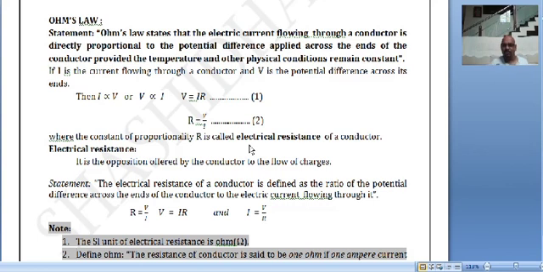And according to Ohm's law, the potential difference applied V is equal to I into R. Remember, V is equal to I into R. V is the potential difference applied across the ends of the conductor, I is the current flowing, and R is the resistance of the conductor. R is a constant. Remember, for a given conductor, it is constant. R is a constant if temperature is constant. R is constant if length is constant. R is constant if cross-sectional area is constant.